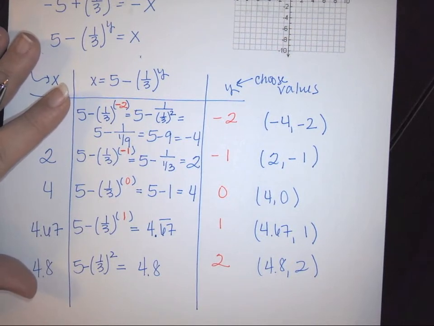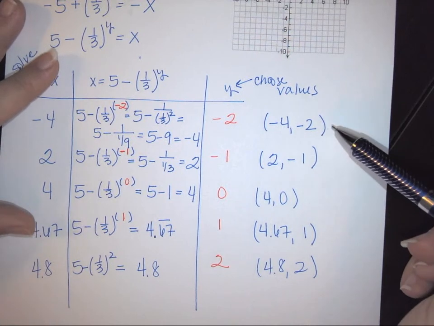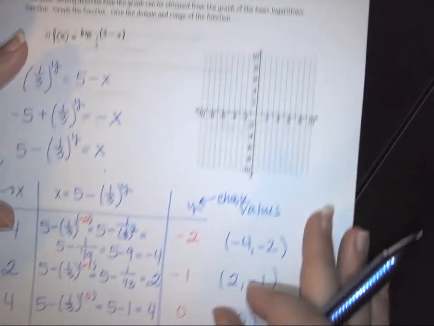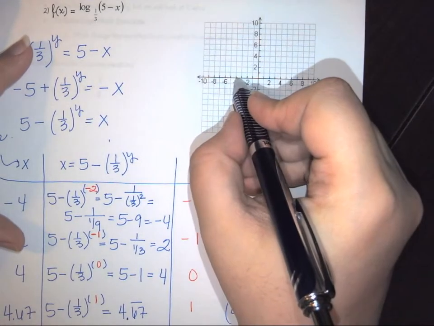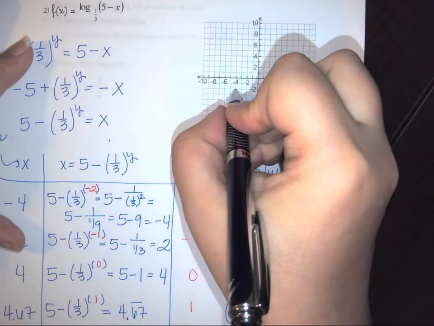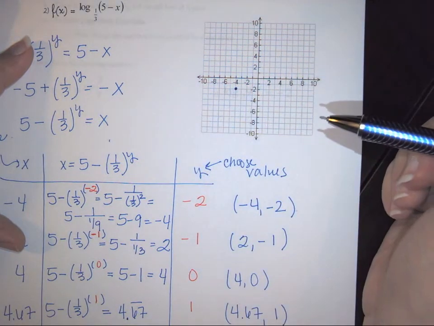Okay. So we need to go ahead and graph these points. Here my first point is (-4, -2). So I'm going to come over to -4 and go down to -2, so that point is right here. Then I have the point (2, -1).